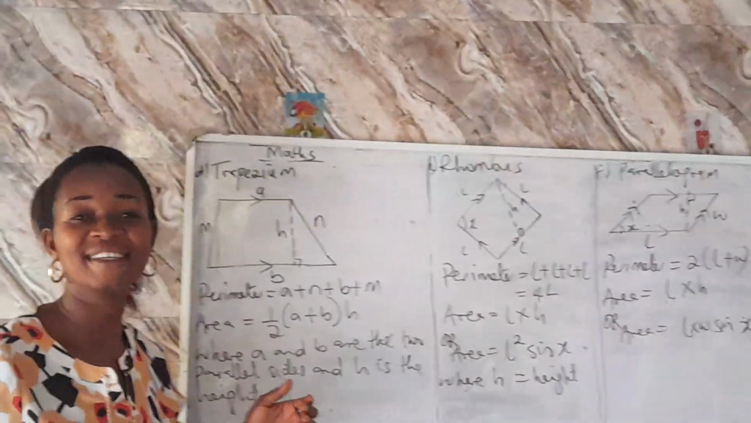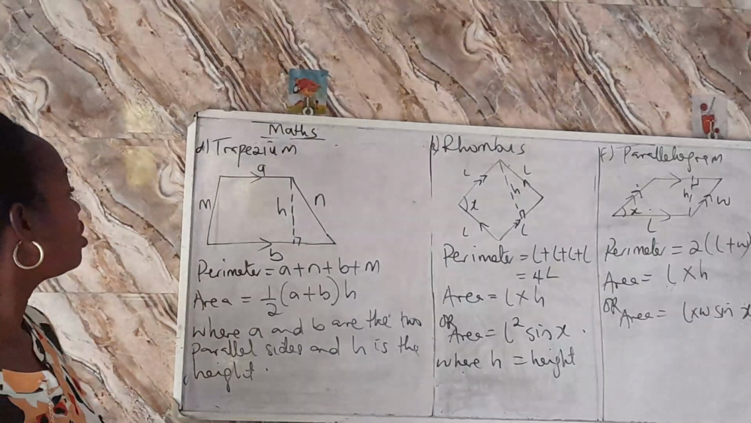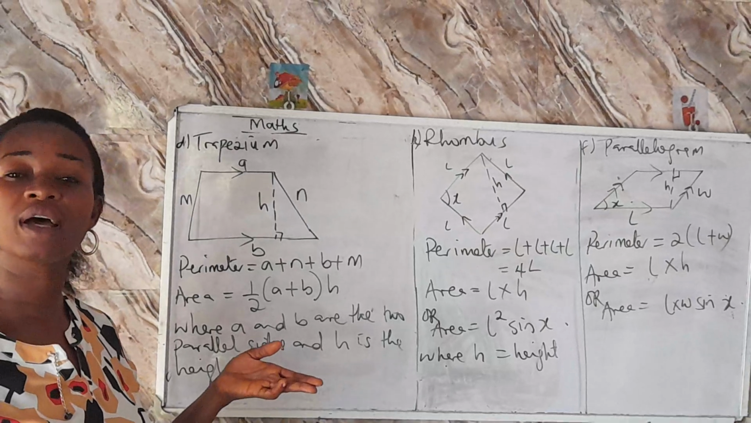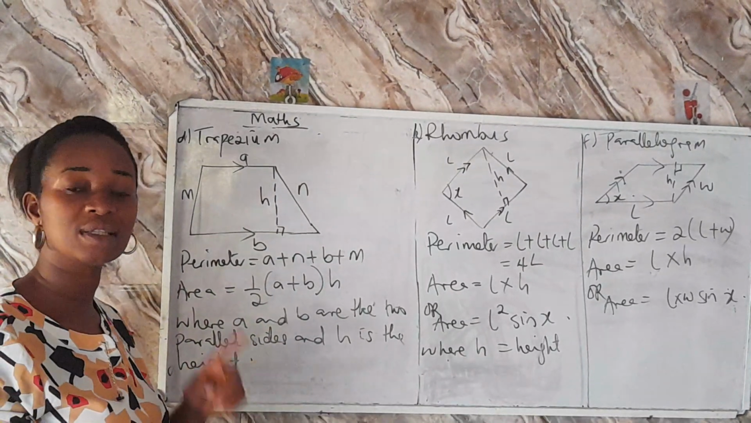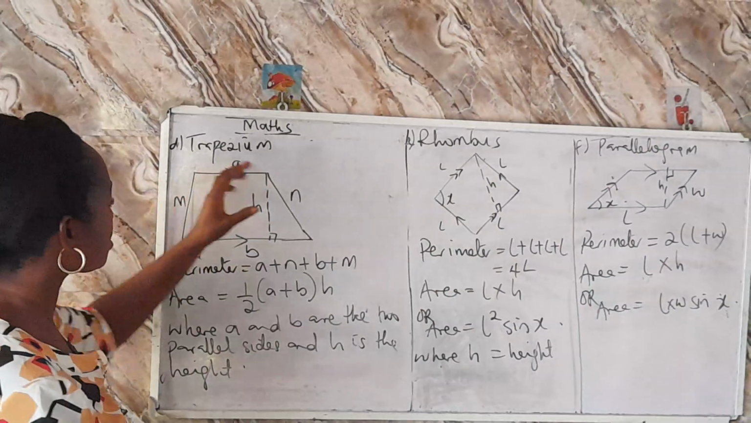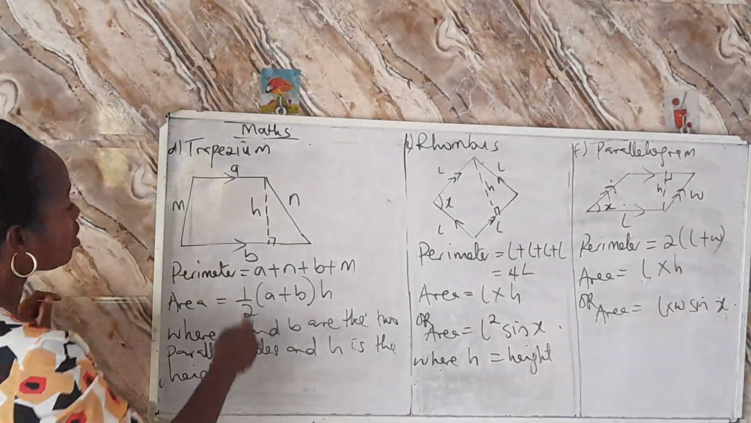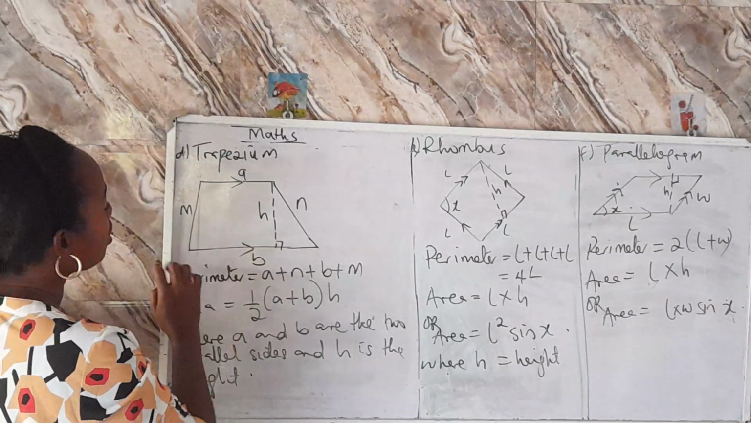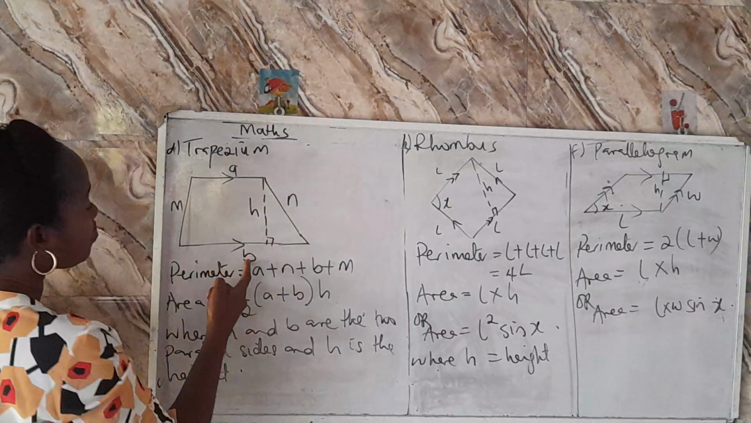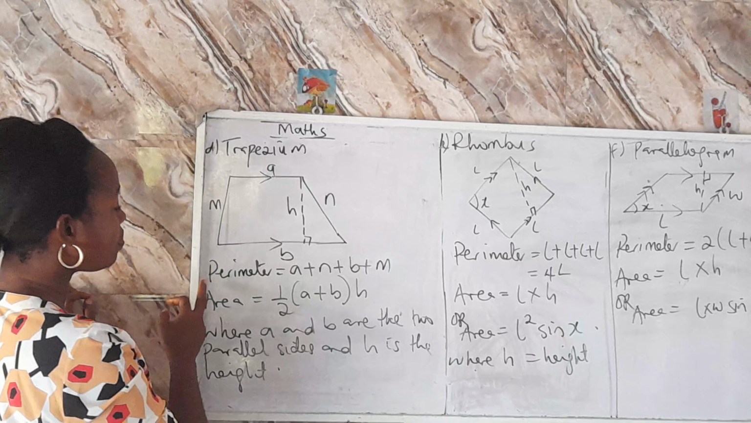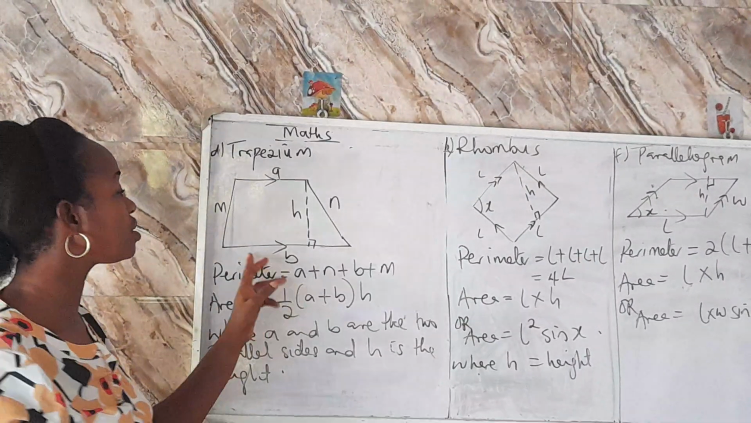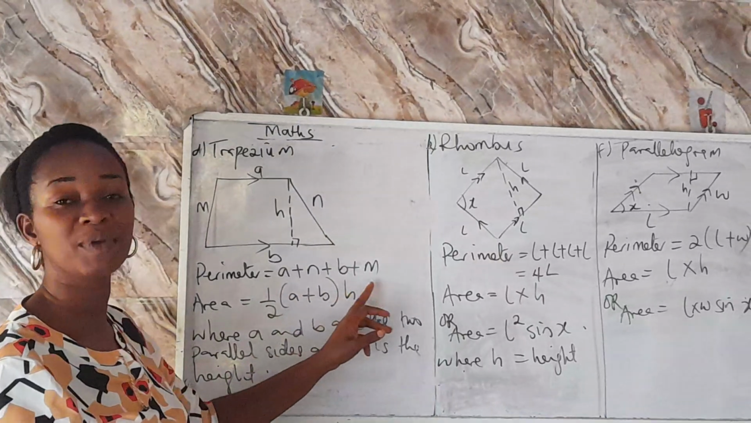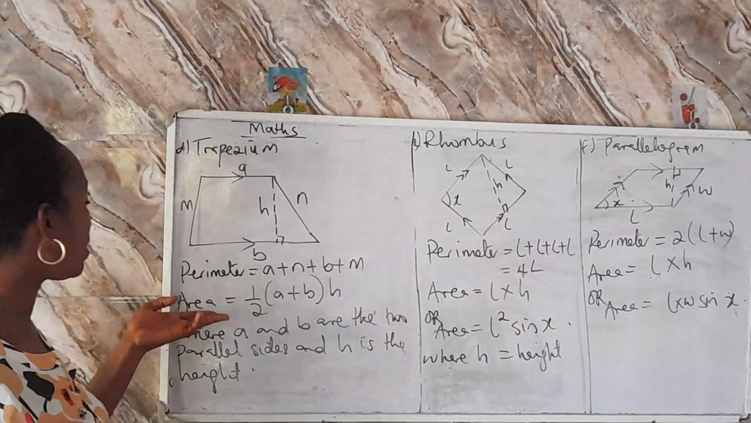Alright, the next is the trapezium. So we recall that a trapezium is a quadrilateral that has a pair of opposite sides parallel. Now this is it here. So you can see the perpendicular height here, drawn from here to here. Now I label the sides a, b, n, and n. So the perimeter of the trapezium will be the sum of the four sides, which is a plus n plus b plus n. Alright, what about the area?